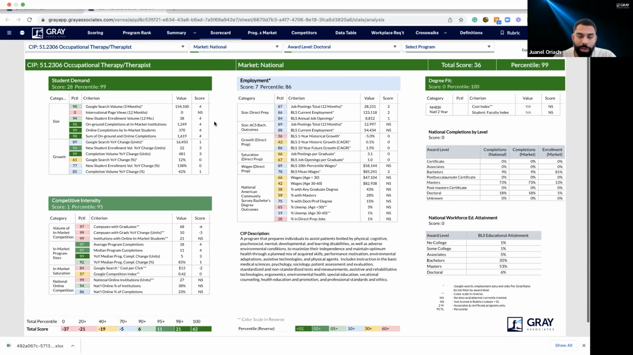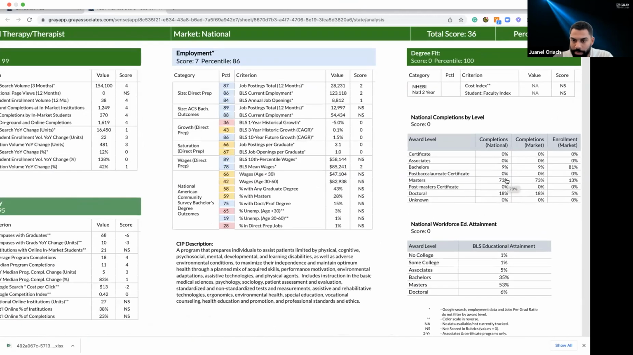When we're looking at something like occupational therapy now, we're going to see somewhat of a similar story, right? We're seeing strength in student demand. This is blue, so the blue might not look as pretty as the green, but it's still an 86th percentile. So there is some significant strength here in the employment field. And then we're going to see a dark green for competitive intensity. Now, we're going to try and digest the whys here. But before I do that, look at how all of a sudden this program is more of a master's level completing program at 73% masters here. So it's a little different than the physical therapy program that we were just looking at. Okay.